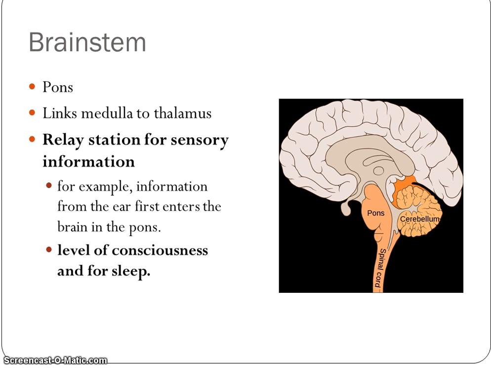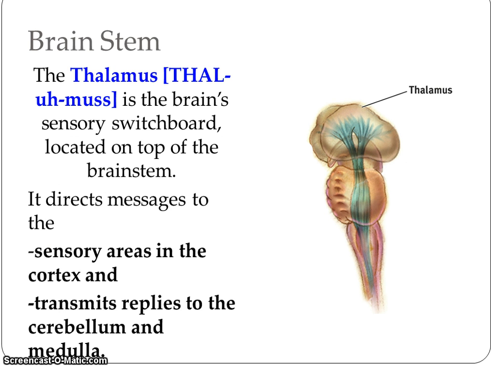It links the medulla to the thalamus, and it is known as a relay station for sensory information. Pons is actually, I believe, Latin for bridge. So it's relaying sensory information from one part of the brain to the other. For example, if information from your ear first enters the brain, it's going to go through the pons. The pons is also important for levels of consciousness and for sleep. Again, it's part of the brainstem, which is dealing with automatic survival functions.